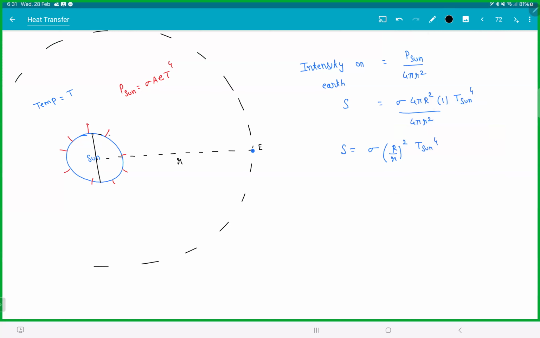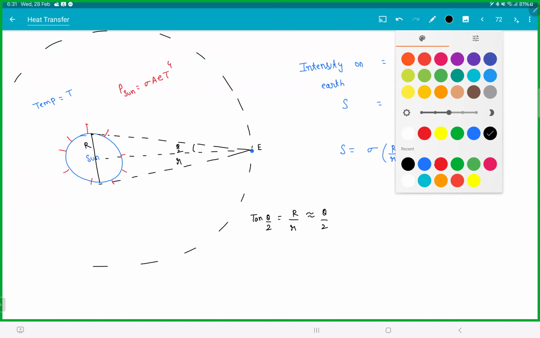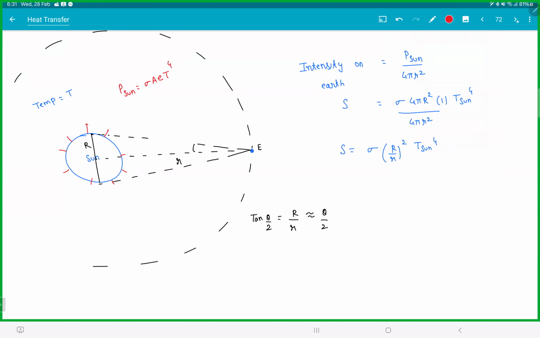Now from this, you can clearly see this is radius R. This angle is theta by 2. We get tan theta by 2 is R by small r. For small angles, this is theta by 2. Small r is pretty large compared to the radius of the sun. Small r is almost 15 crore kilometers. The radius of the sun, I think, is around a million kilometers, I guess. So it's still small, and this angle is theta by 2 and this angle is theta by 2.